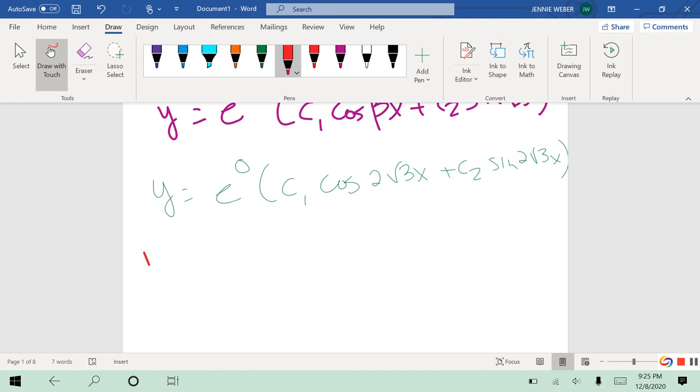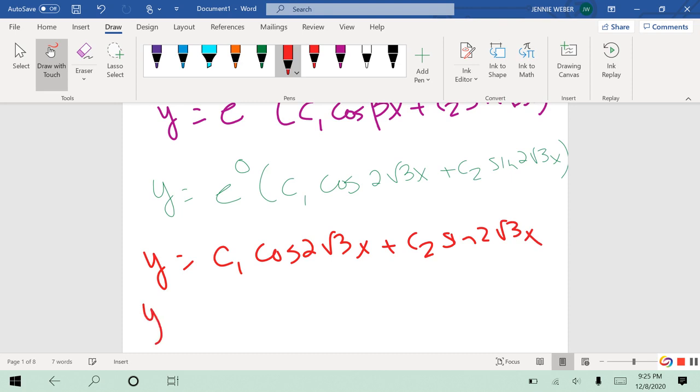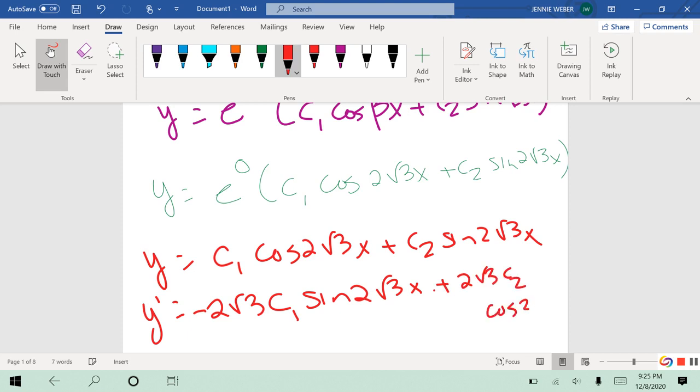Okay, then I'm going to clean this up a little bit here because that's of course 1. C1 cosine 2 square root of 3x plus C2 sine 2 square root of 3x. Then I'm also going to take the derivative of this. So then this becomes negative 2 square roots of 3 C1 sine 2 square roots of 3x, and that's negative because the derivative of cosine is negative sine, plus 2 square roots of 3 C2 cosine 2 square roots of 3x.